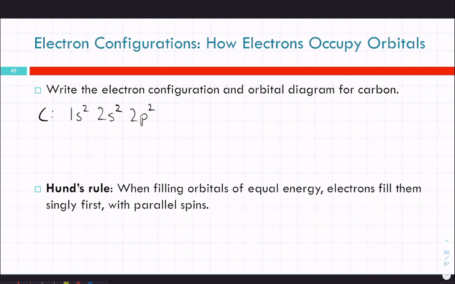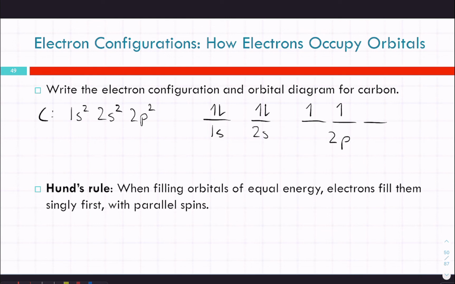Then for the electron orbital diagram, we'd have 1s, we'd fill that with 2 electrons. We'd have 2s, which would also get 2 electrons. And then we would have 2p, which has 3 orbitals. And then here we have to follow Hund's rule. So when filling orbitals of equal energy, electrons fill singly first with parallel spins, and then they'll fill up with opposite spins.